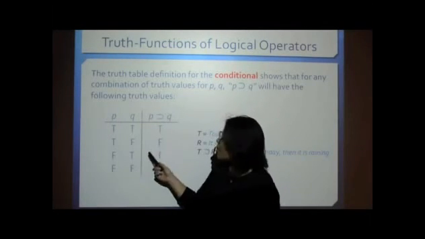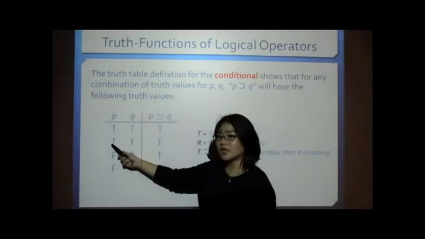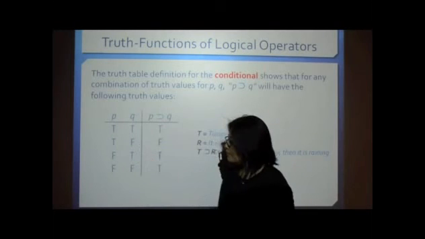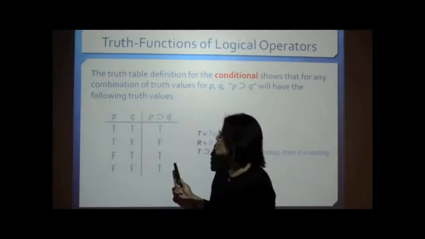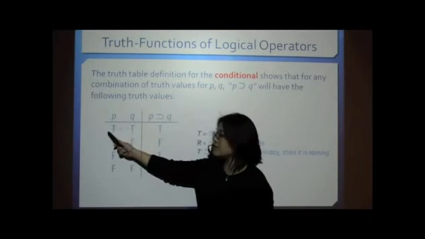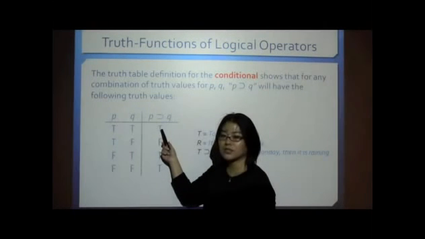However, the only time it'll be false is if it's true that Socrates is human and it's false that Socrates is mortal. Now, it might make sense to you that when both the P and the Q are true, if Socrates is human and Socrates is mortal, then the statement, if Socrates is human, then Socrates is mortal, would be true. That seems to make sense.